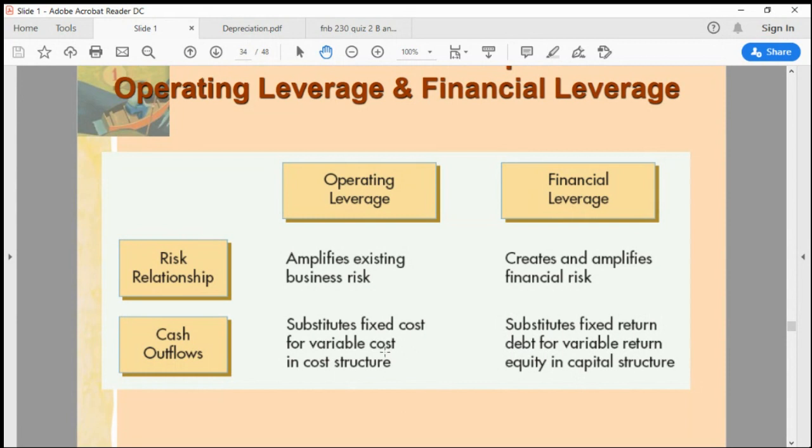So debt, from the investor's perspective, right? If you bought the bonds of the company, then you get the fixed income, fixed return, because the bond pays coupon interest.